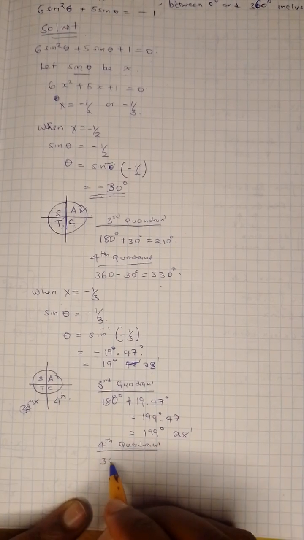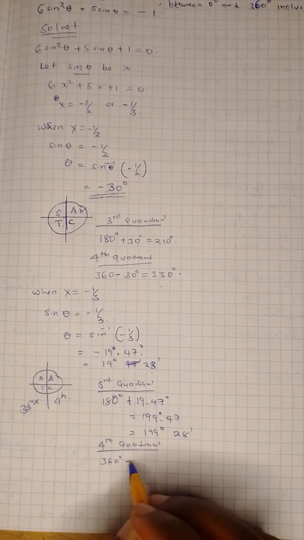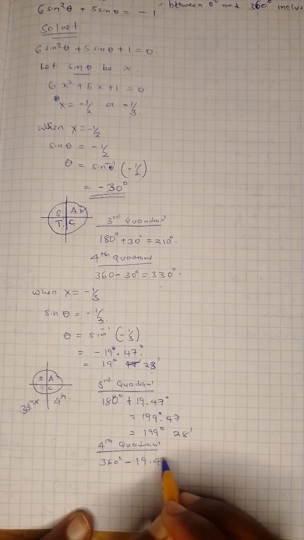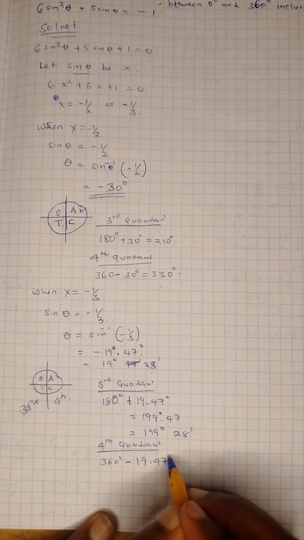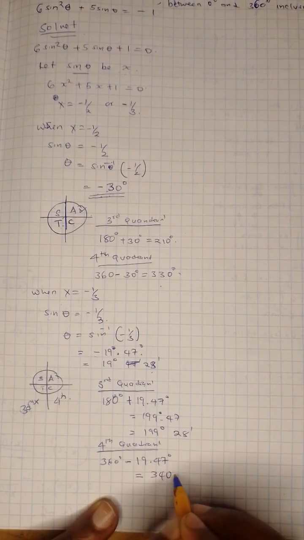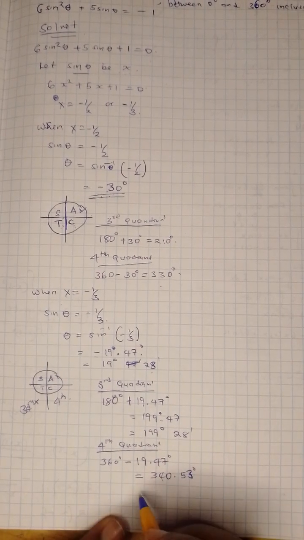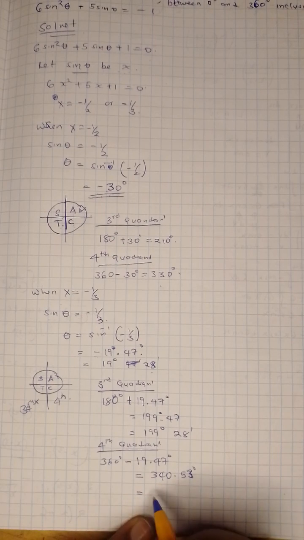we get that 360 degrees, we will minus our 19.47 degrees, which we will get 340.53 degrees, which if you put them into degrees and minutes, will be 340 degrees 32 minutes.